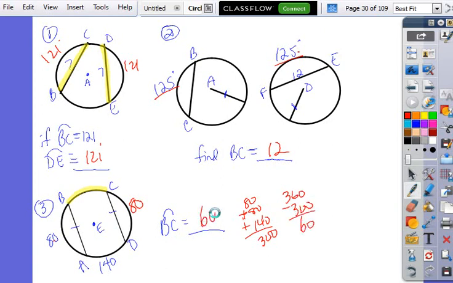Why are they 140? Because I don't have a chord here matching it. See, this says if the inside chord is the same, then the outside arcs match. There is no chord that matches up with that 140.